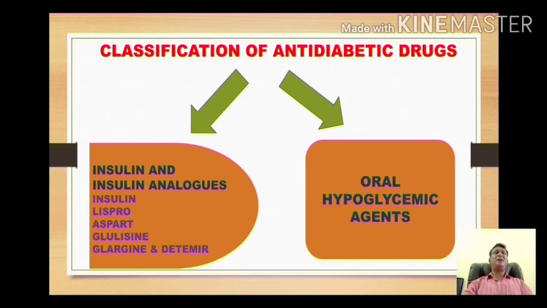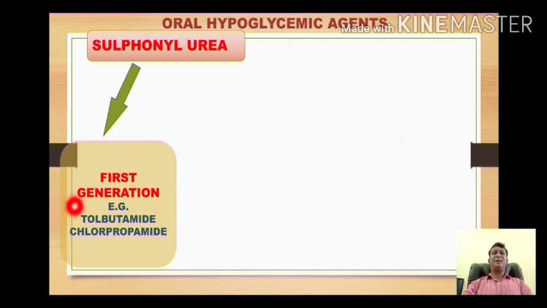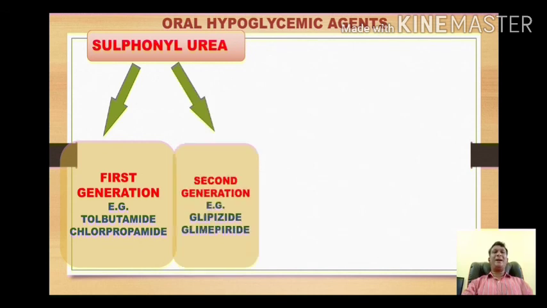The next class is oral hypoglycemic agents. These drugs are used for treatment of type 2 diabetes. These oral hypoglycemic agents are further subclassified into various classes. The first class is sulfonylurea, which is further subclassified into two classes. The first is first generation sulfonylurea, with examples like tolbutamide and chlorpropamide. The second is second generation sulfonylurea, with examples like glipizide, glimepiride, glyburide, and so on.